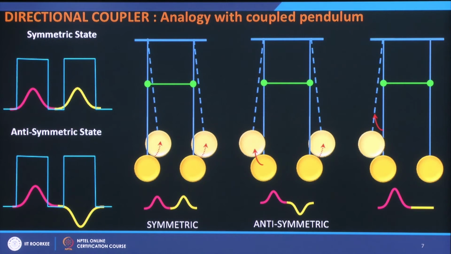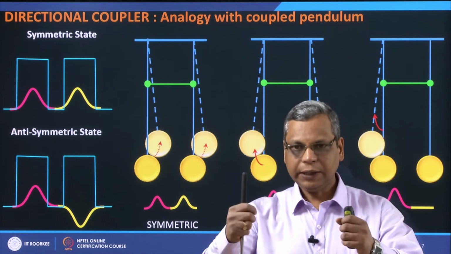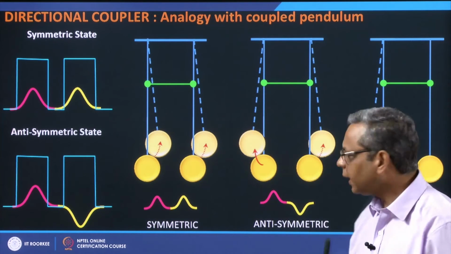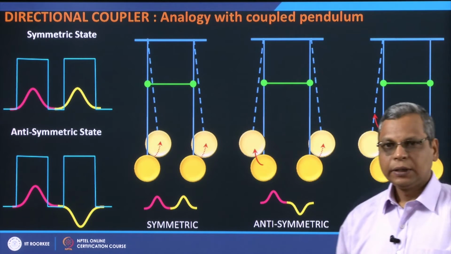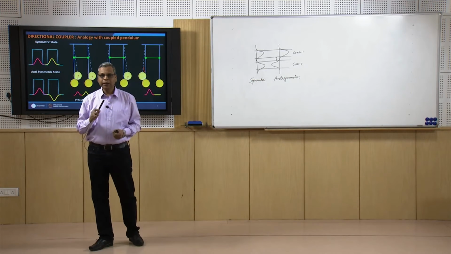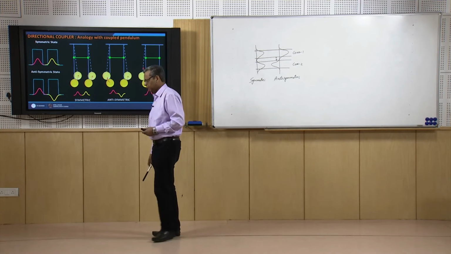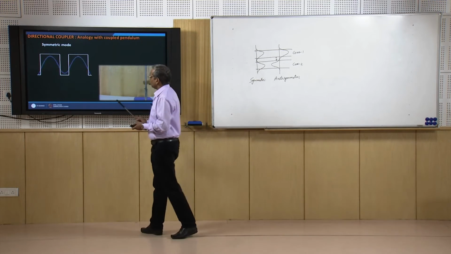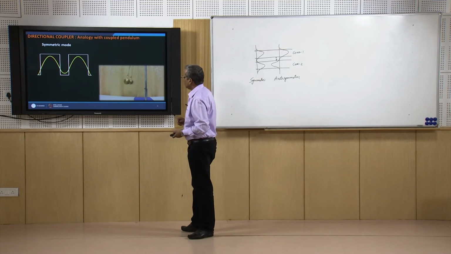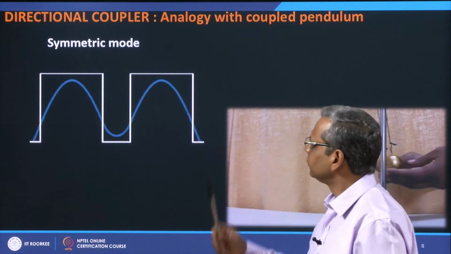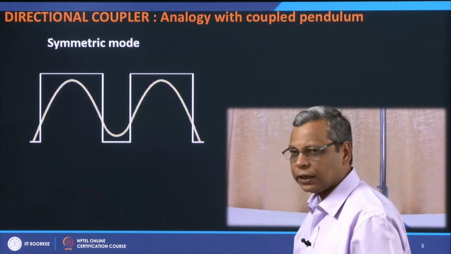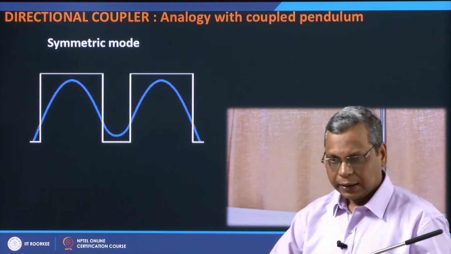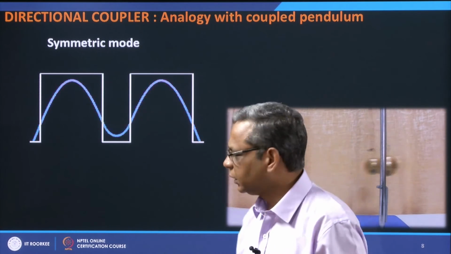Now, what happens if I displace only one of them? If I displace only one of them and then I release, then what happens? We will see. Then this is equivalent to putting power into one core of the directional coupler. So, if you look at the actual picture, then this is the symmetric mode. This color is changing, it indicates that the power is going along the length of the fiber, along the length of the directional coupler.